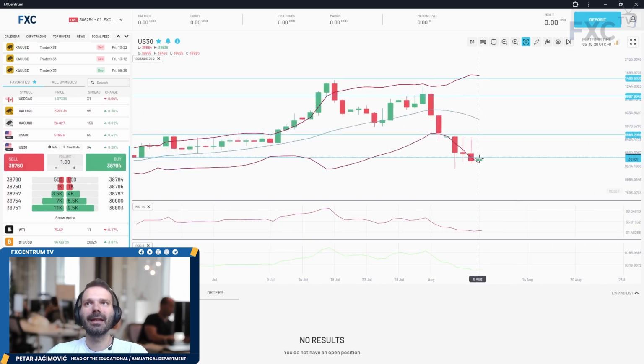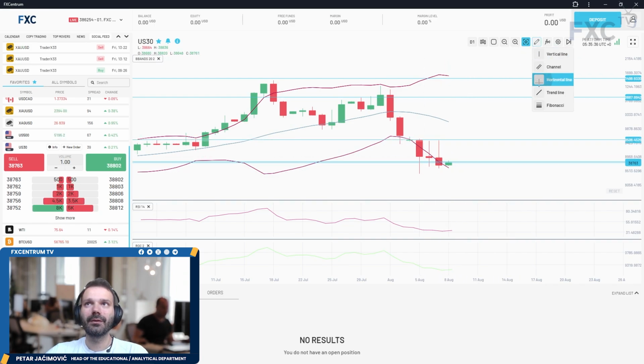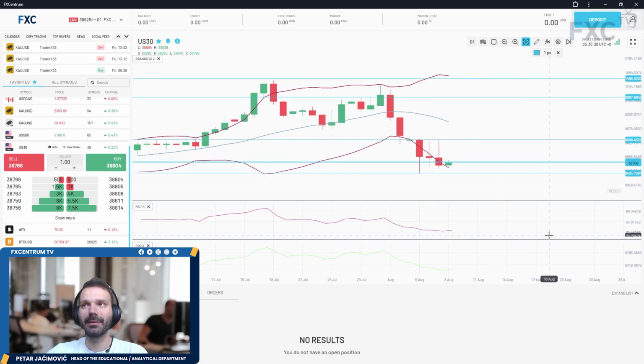US 30, again, more consolidation after the drop to break below the lower Bollinger Band. We can see a sideways market. So we have support at this point here and resistance at this previous swing high. I will wait for the potential breakout of the support or the resistance in order to confirm the further directional move.